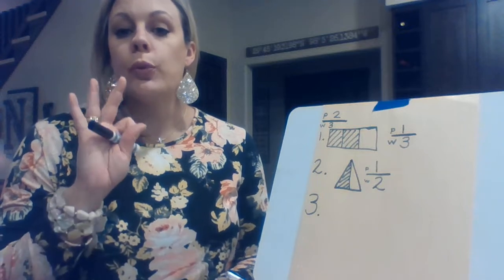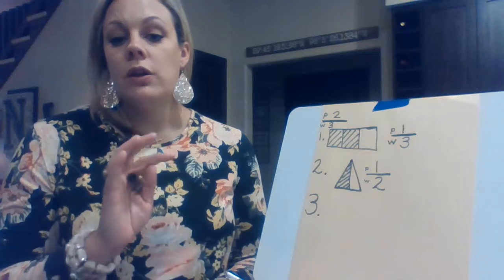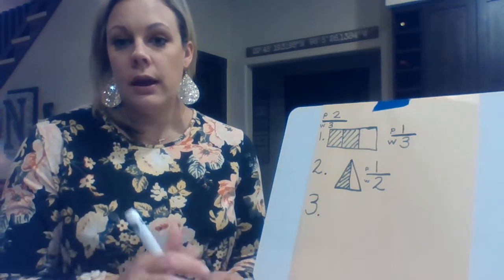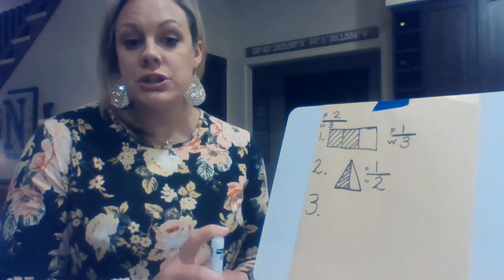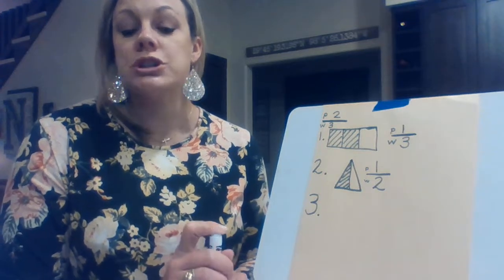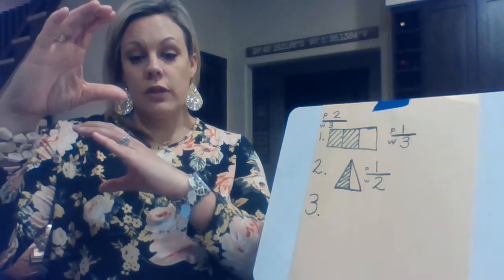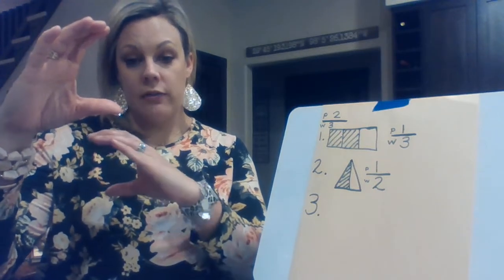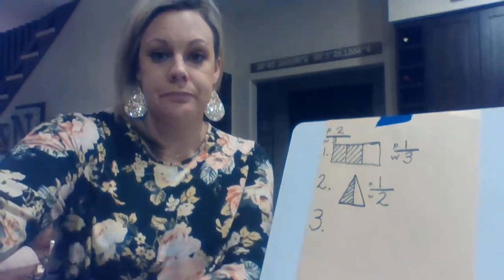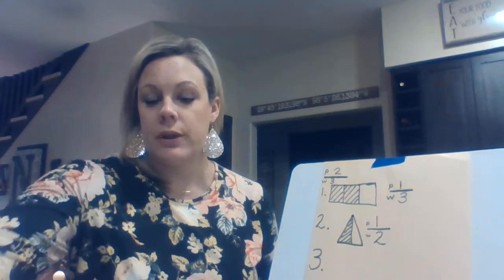Now, shade 3 of those parts. Shade 3 of your 4 parts. And now make a fraction for how many parts are shaded. Your fraction, how many parts are shaded over the whole parts you have. Parts over the whole. Okay? That was number 3.